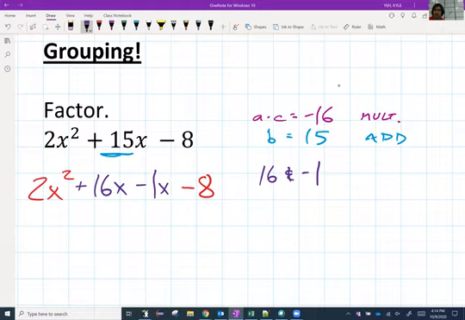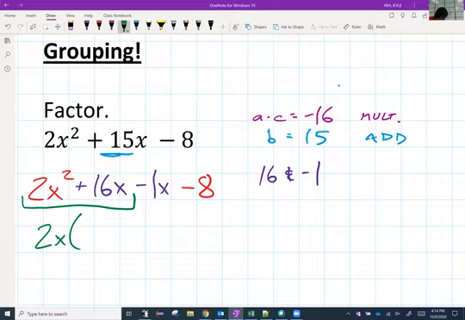Why do we break it up? We're kind of unfoiling. You know how when you foil, the outer and inner terms that you get are often like terms, often have x. We're breaking this up so that now we can get to the name of the strategy, which is grouping. Grouping says, take a look at this first group, those first two terms, and just see, can I factor anything out of those? Answer, factor out a 2x, leaving me with x plus 8. We pulled 2x out of the 2x squared, leaving x, and we pulled 2x out of the 16x, leaving us with just 8.